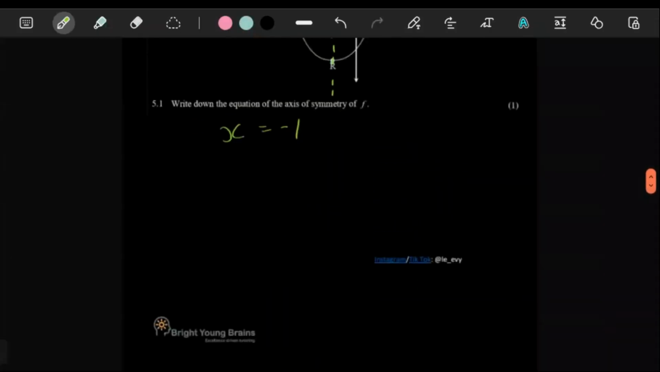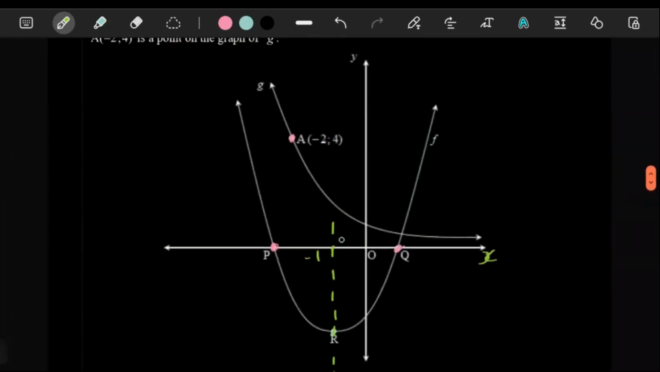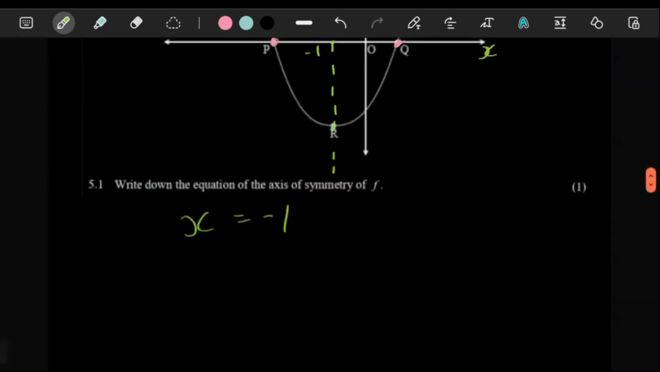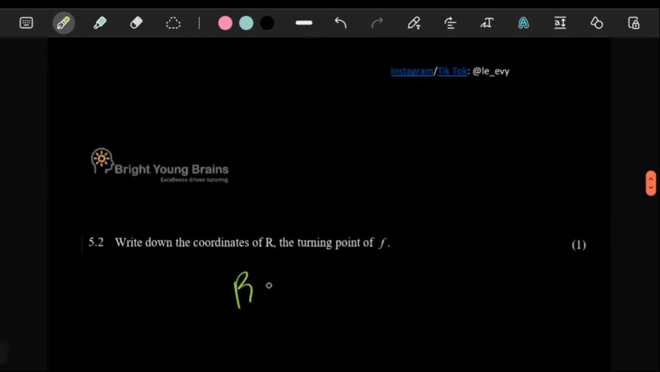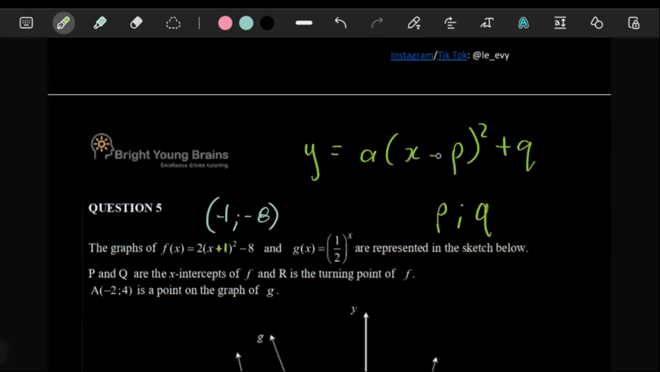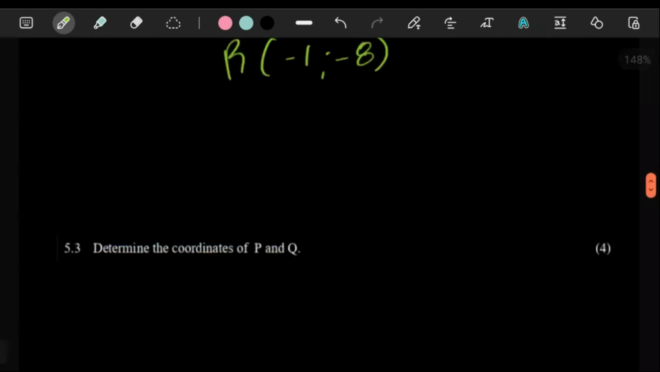With the next question, it says here, write down the coordinates of R. We already mentioned what the coordinates of R are going to be. It's going to be -1 because of this. We take the opposite, and then this we take as it is. So here we're going to say R is just (-1, -8). Because remember, this format here is in the form y is equal to a(x minus p) squared plus q. So your p value is the opposite of this thing here and q as it is, and this will always be your turning point. So that's why we have R immediately. That's why it's also a 1 mark question.